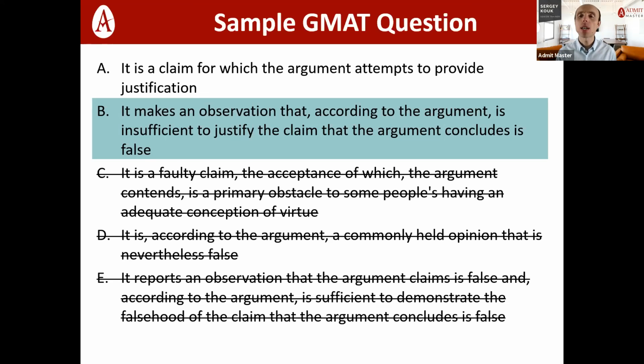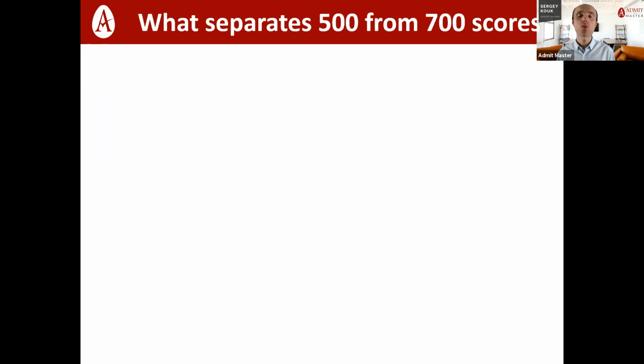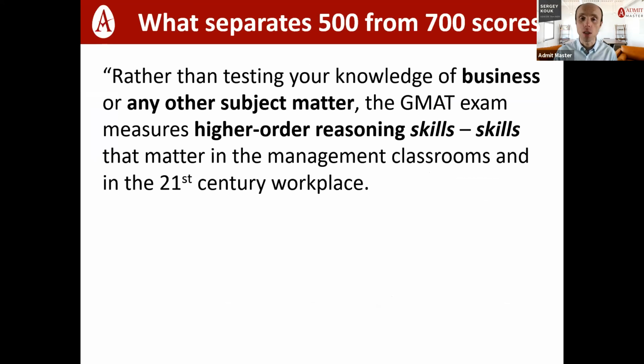In fact, if we were to ask ourselves this question, what really separates people who do really well in the GMAT, let's say somebody who scores 700, and people who don't, let's say somebody who scores maybe 500? The answer is going to be this. By the way, the answer is out in the open. You can find it on MBA.com. You can find it in the official guide. Most people actually miss it because they don't pay attention.